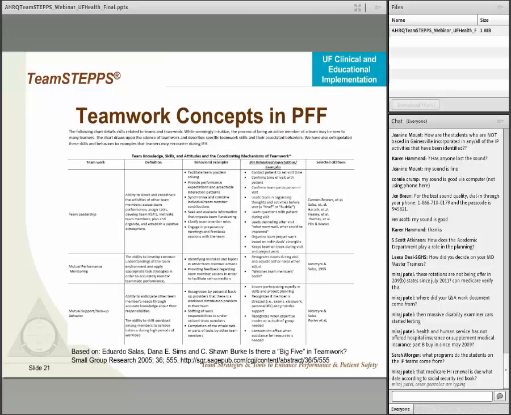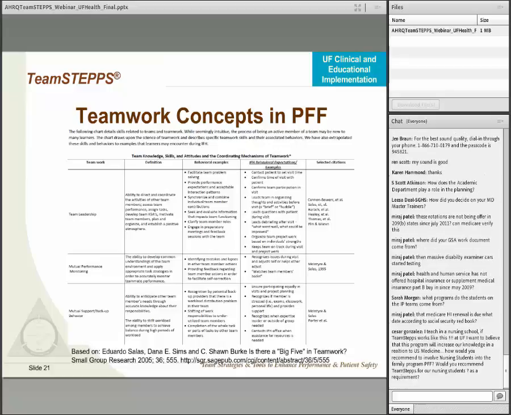So one of the things that we did last year, and I realize this slide is small in terms of its print, but it's really meant more to illustrate, was one of our ad hoc faculty had found a chapter in a book, Eduardo Salas was the primary author on this, talking about teamwork, and it had this wonderful chart where it has teamwork concepts, and these, again, are outcomes related to TeamSTEPPS, provides a definition of that concept, and then it provides a behavioral example.